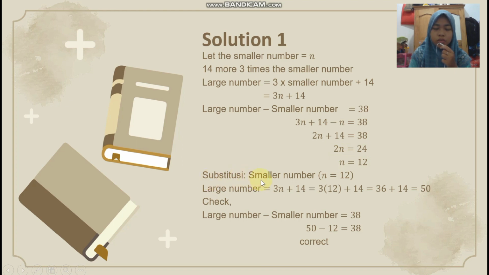And we can substitute. The small number is n equals 12, and the large number 3n plus 14 equals 3 times 12 plus 14, equals 36 plus 14, equals 50. And we can check: the large number minus the small number equals 38, and 50 minus 12 equals 38, and this is correct.